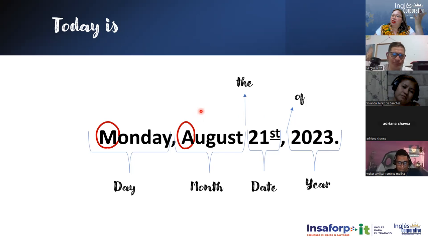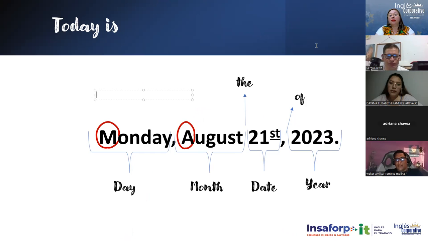Okay, now let's change these dates for the current date today. So I will ask, what date is it today? Today is Friday, October the 27th of 2023. Okay, this is American way, all right?